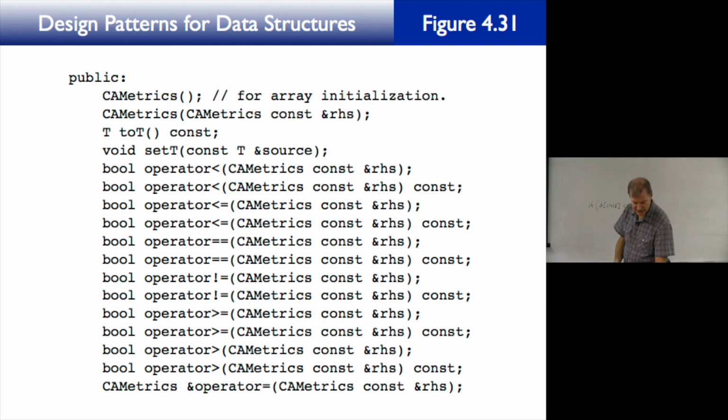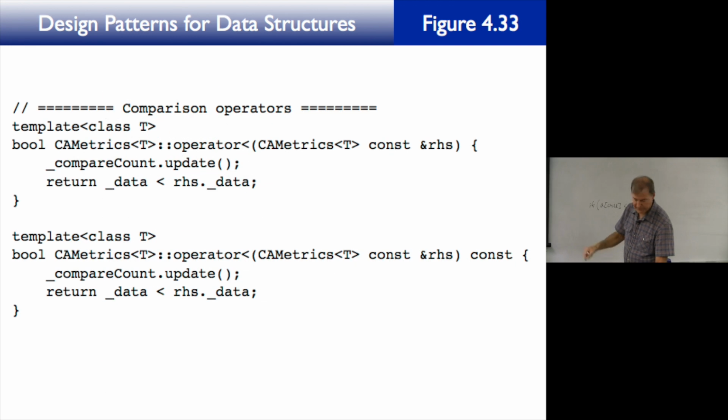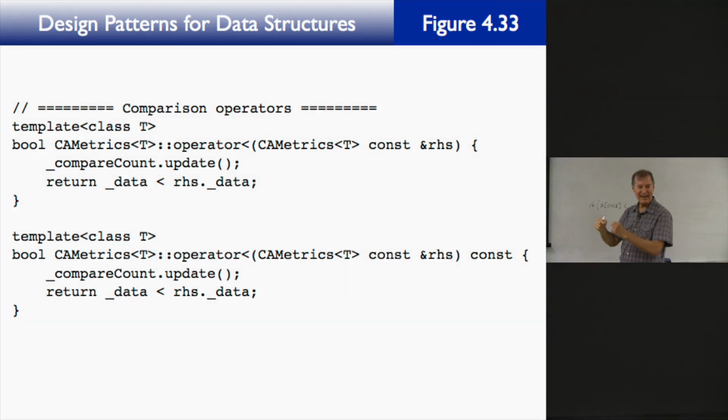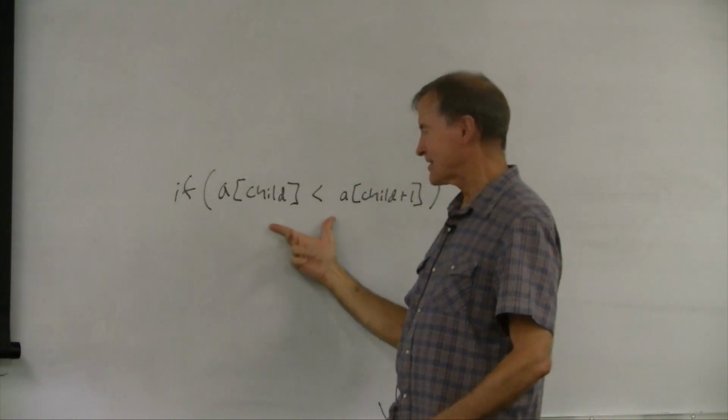And we saw what that code does here later on in figure 4.33. It says, oh, here's the less than operator. So first of all, what it does is underscore compare count dot update. So what does that do? Updates the counter, and then it takes the underscore data part of the left-hand side and the right-hand side dot underscore data, and it returns true or false depending on what that comparison is. So it's actually comparing the underscore data part inside each CAMetric and returning it for the compiler, and then this is either true or false.